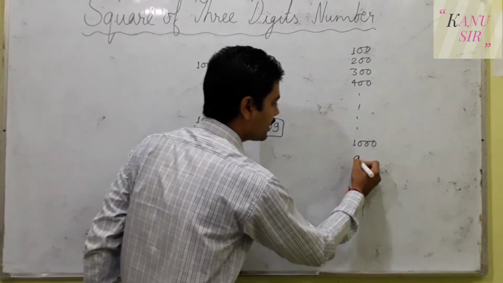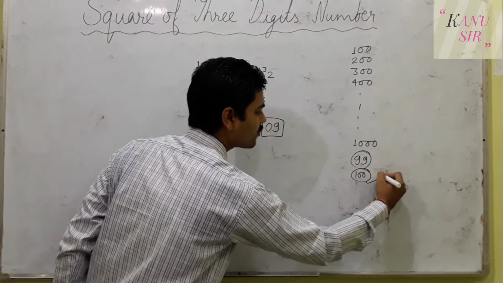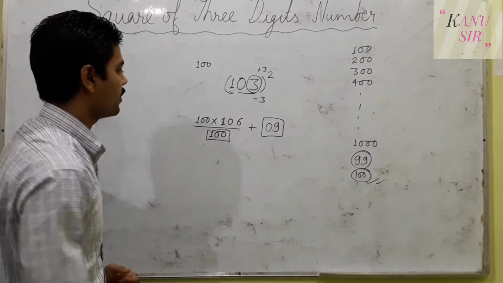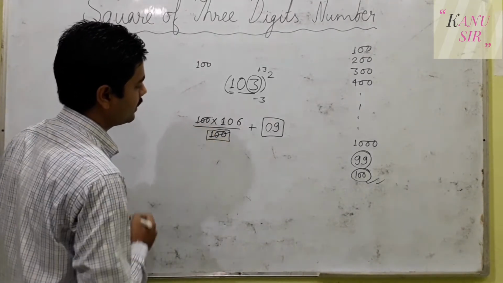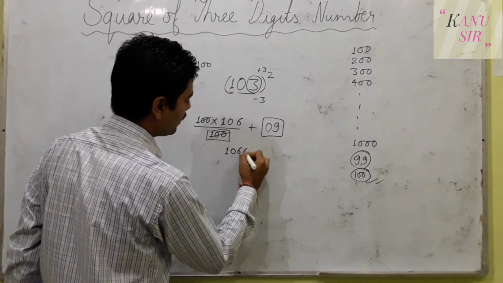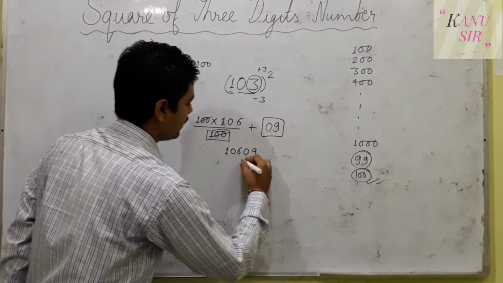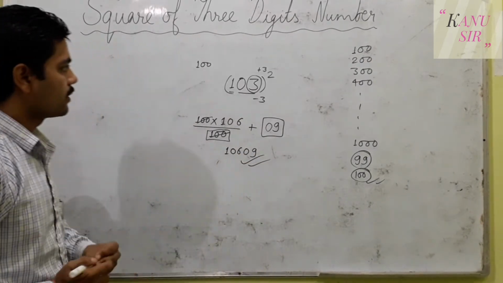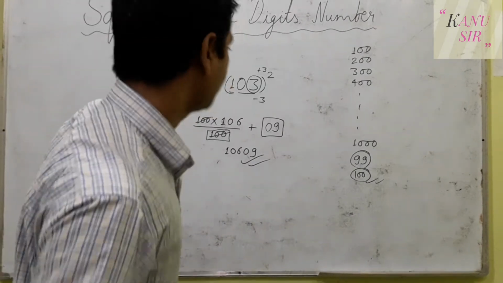So after 99, the first 3-digit number is 100. So it is the smallest 3-digit number. We must divide with the smallest 3-digit number, and then what we get here, that 100 is divided with 8, and we got 106 and 09 as here. So the square of 103 will be 10,609. So if you are still confused, let us take another example of it.